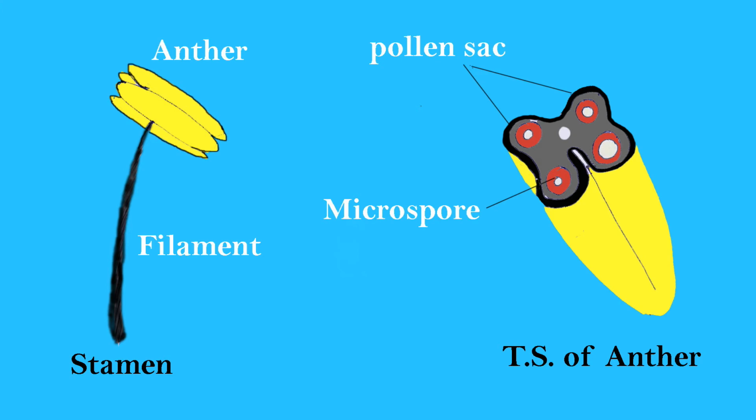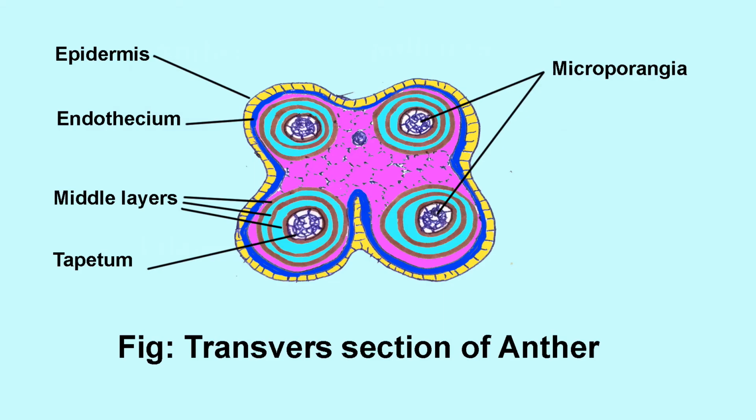Androecium or male reproductive floral whorl is responsible for the development of pollen grains. Its individual member is called a stamen. Stamen is composed of three parts: anther, connective and filament. Anther is a fertile part, while connective and filament are non-fertile parts. The process of pollen grain formation or microsporogenesis takes place inside the anther. That's why anther is also known as microsporangium.